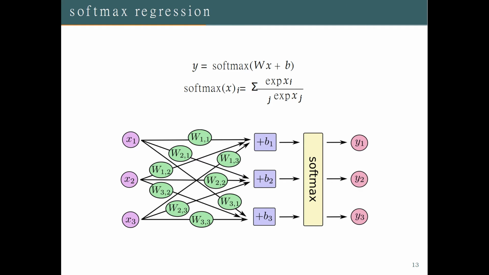Now this is the equation for the neural network: y = softmax(Wx + b). Softmax is exponential of x_i divided by the sum of exponential of x_j over all j.